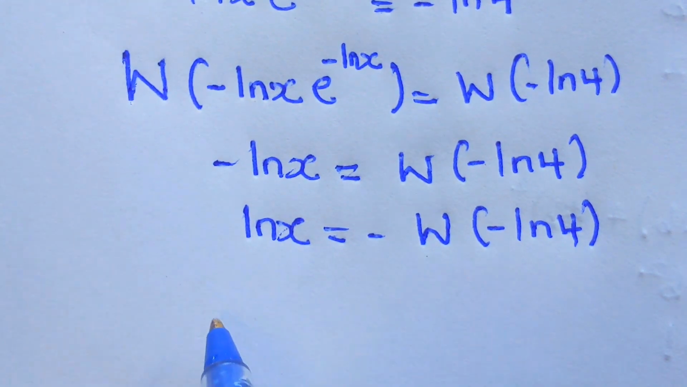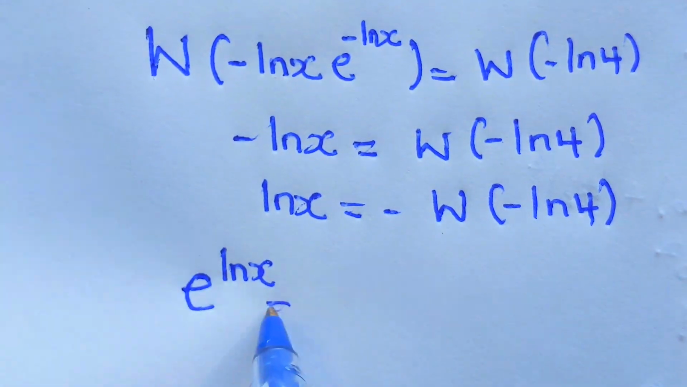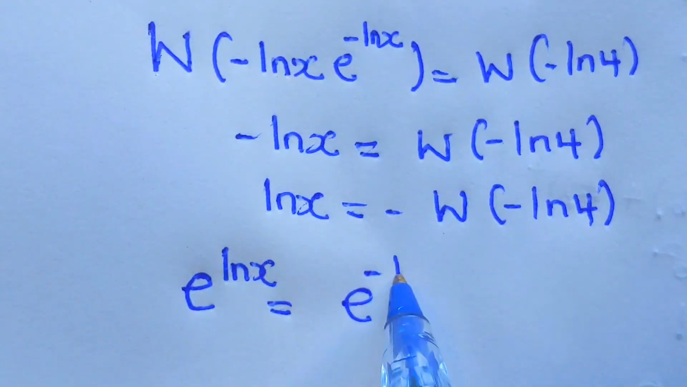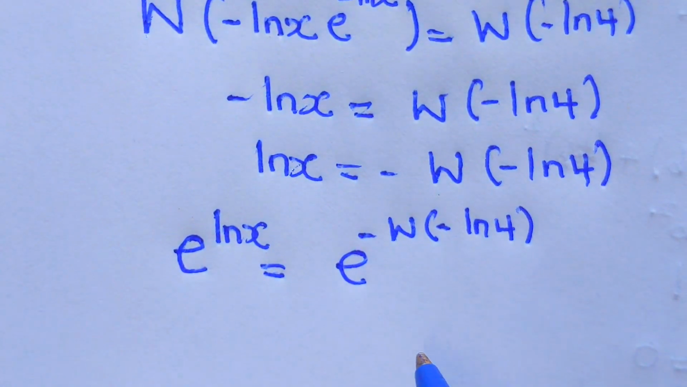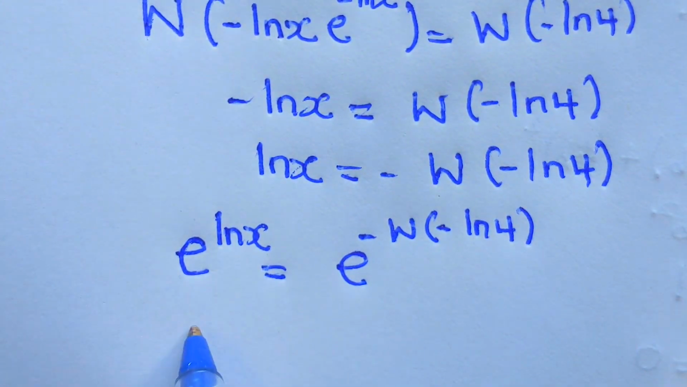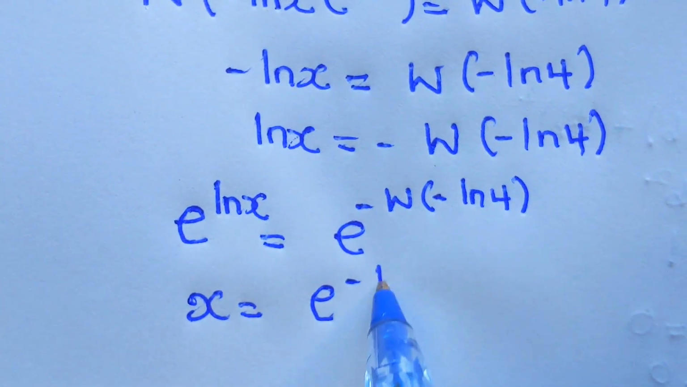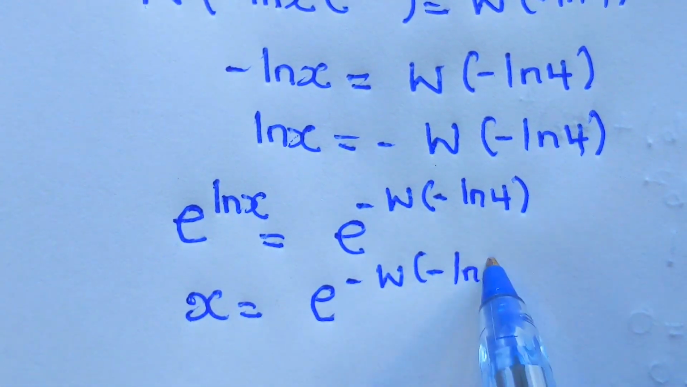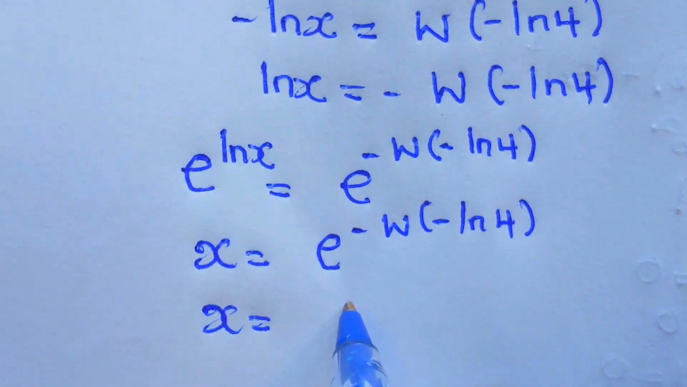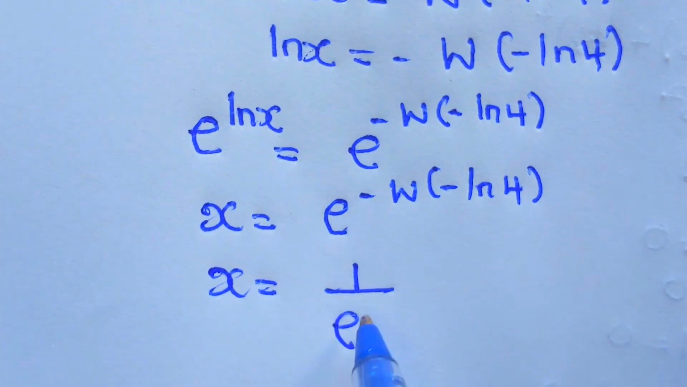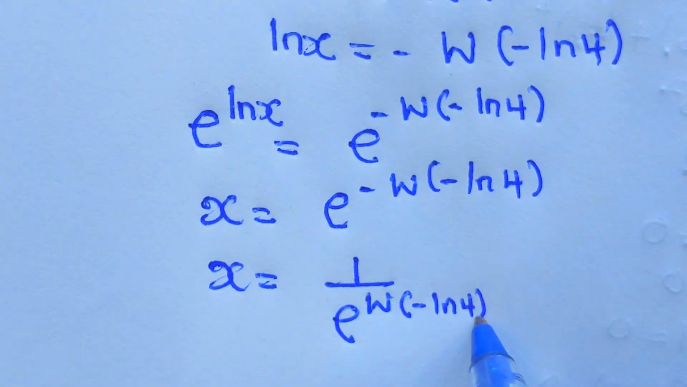Now what can we do at this stage? We can apply e on both sides. So e power ln x equals e power negative Omega function of negative ln 4. Now this is x, which equals e power negative Omega function of negative ln 4. So x equals 1 over e power Omega function of negative ln 4.